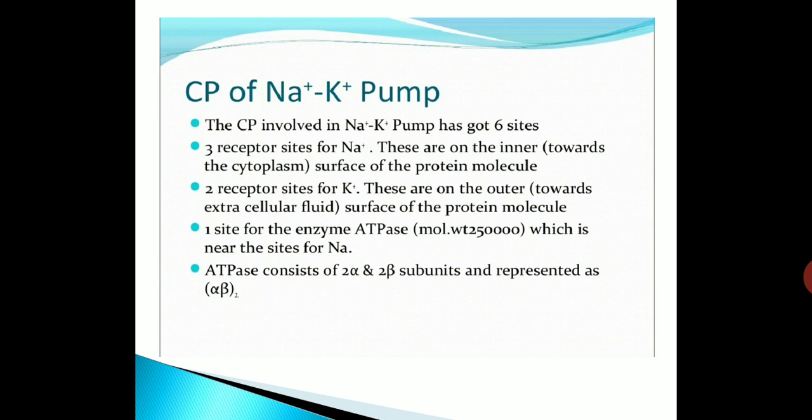Carrier proteins of the sodium-potassium pump. The carrier protein involved in the sodium-potassium pump has 6 sites. 3 receptor sites for sodium ions, which are on the inner surface, towards the cytoplasm, of the protein molecule. 2 receptor sites for potassium ions, which are on the outer surface, towards the extracellular fluid, of the protein. And 1 site for the enzyme ATPase, which is near the sites for sodium. ATPase consists of 2 alpha and 2 beta subunits and is represented as alpha 2 beta 2.